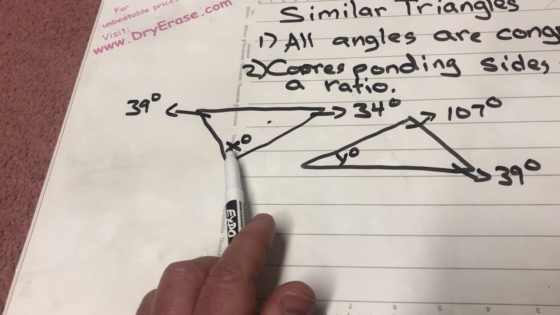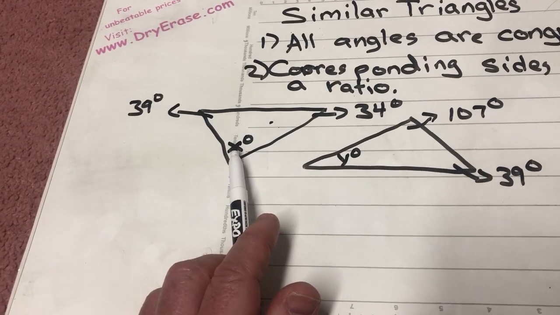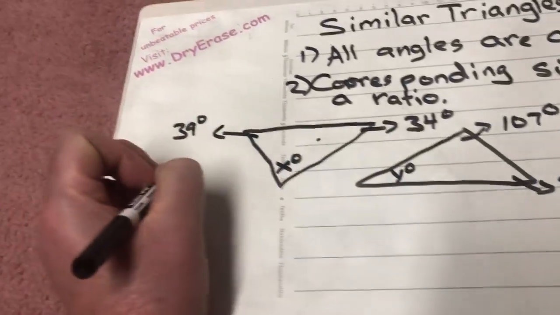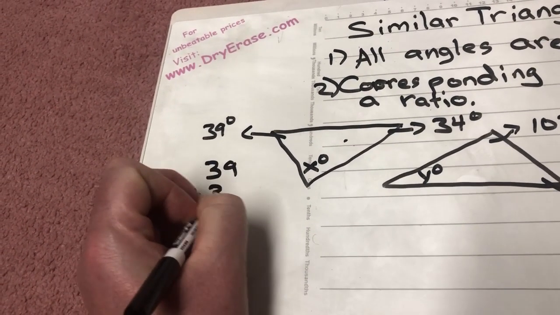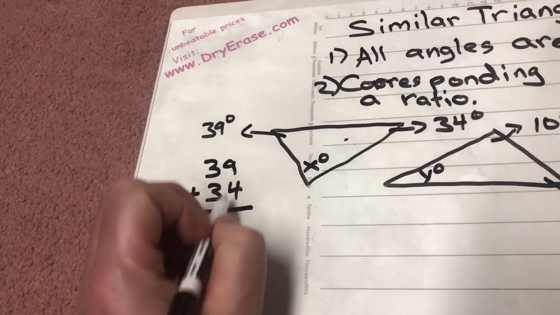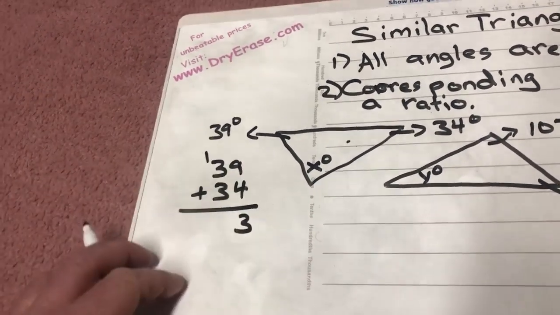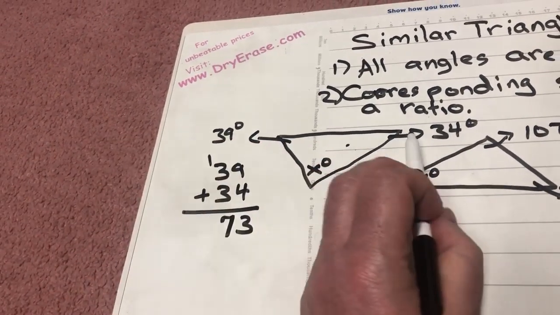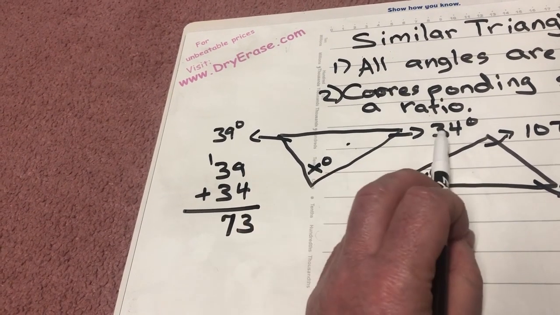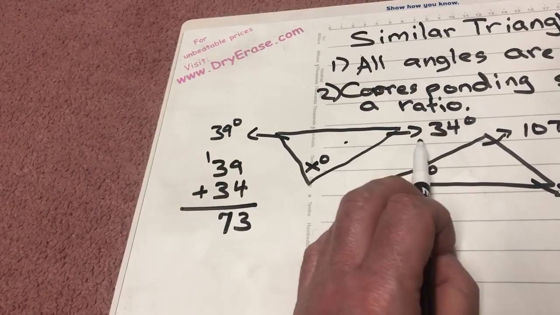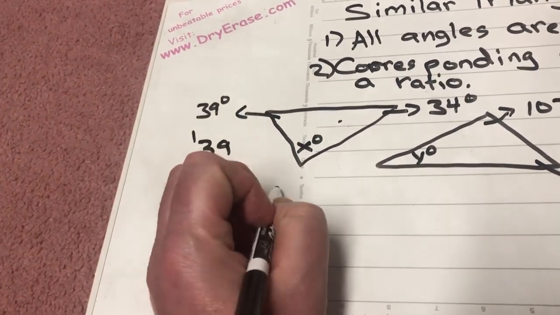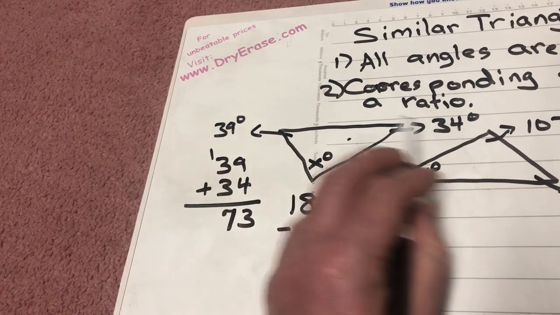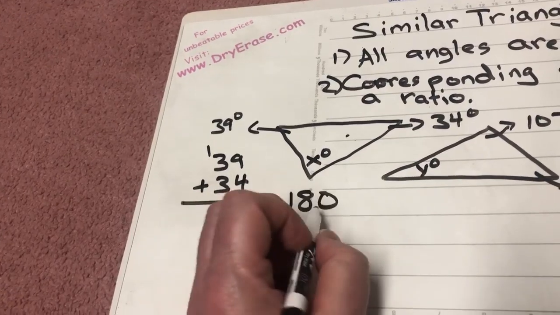So the first thing I want to do to figure out if these triangles are similar is to figure out what x is. The first thing I'm going to do is 39 plus 34. 9 plus 4 is 13. Put the 3 down, carry the 1. 1 plus 3 is 4, plus 3 is 7. I get 73 degrees. That does not mean x equals 73. That just means those two combined equal 73. Total, it equals 180. So I want to take my total, which is 180, and take away the 73, which is what these two are combined, because whatever is left, that's what x is going to be.